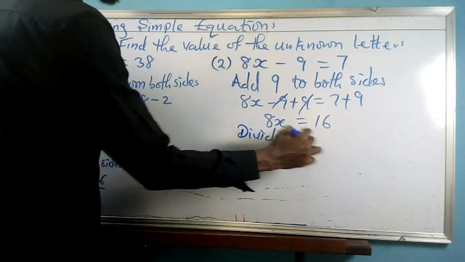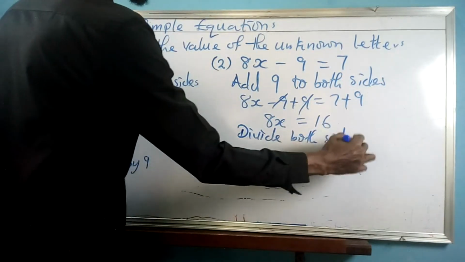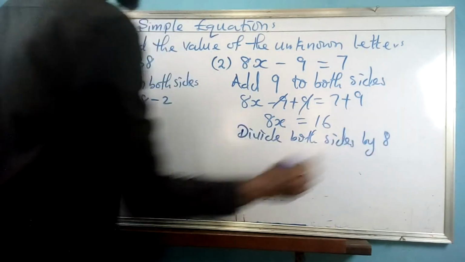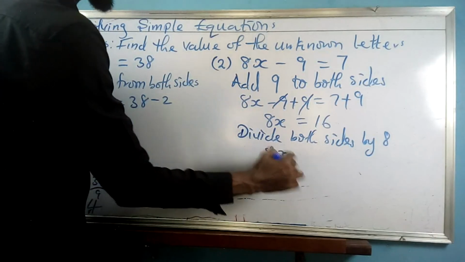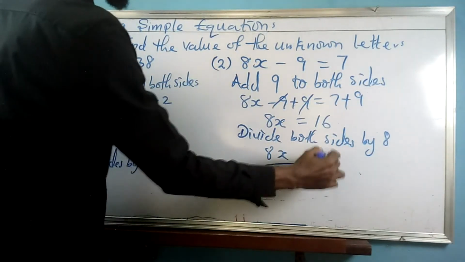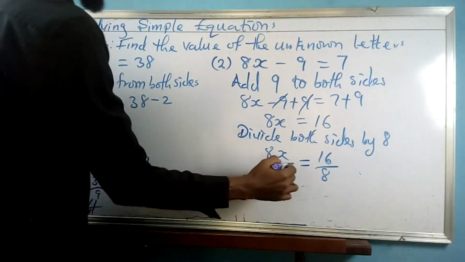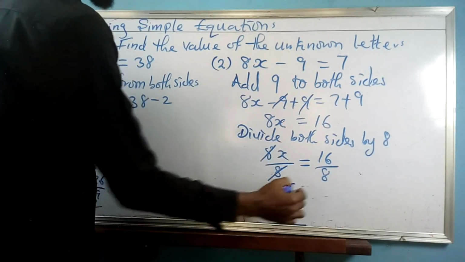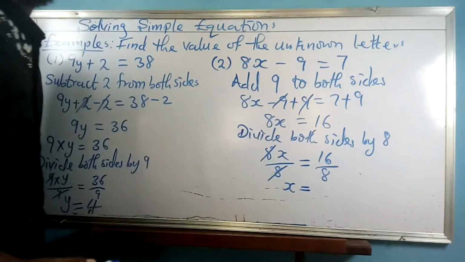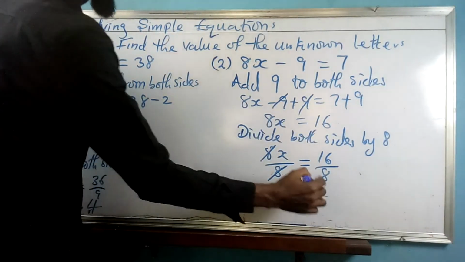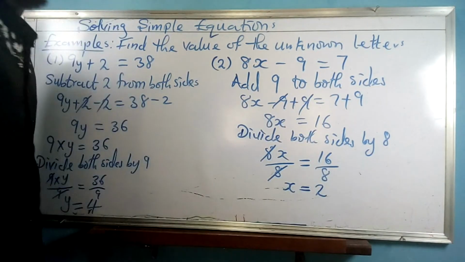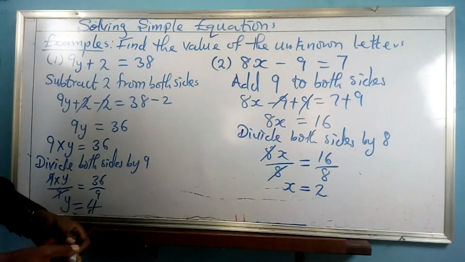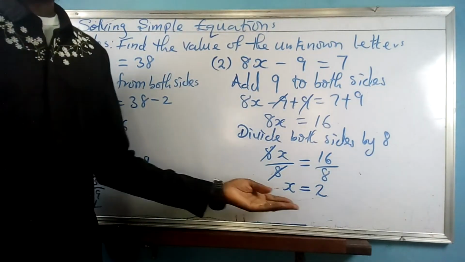Divide both sides by 8. So we're now going to have 8x over 8 equals 16 over 8. 8 will cancel 8. We're going to have x alone here. How many 8s go in 16? That is 2. That's very good. So in essence, our x that we don't know the value of is 2.